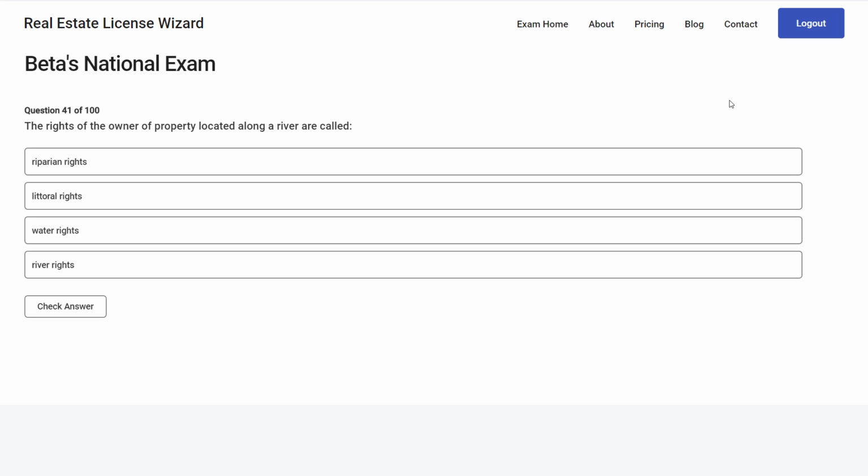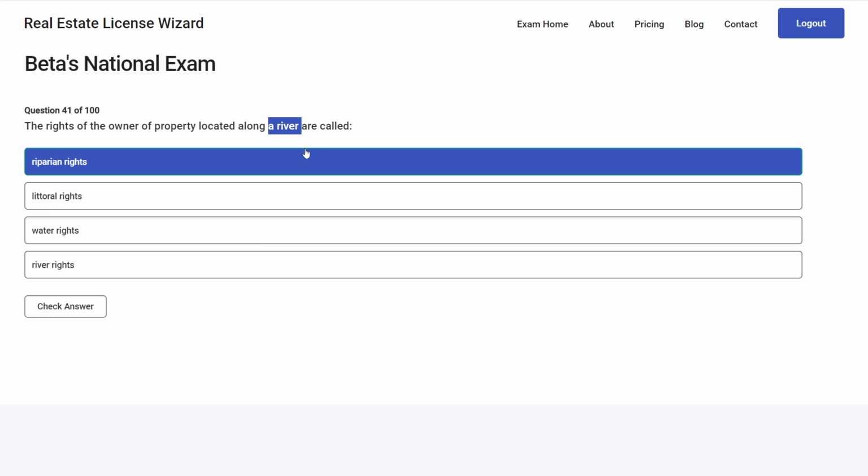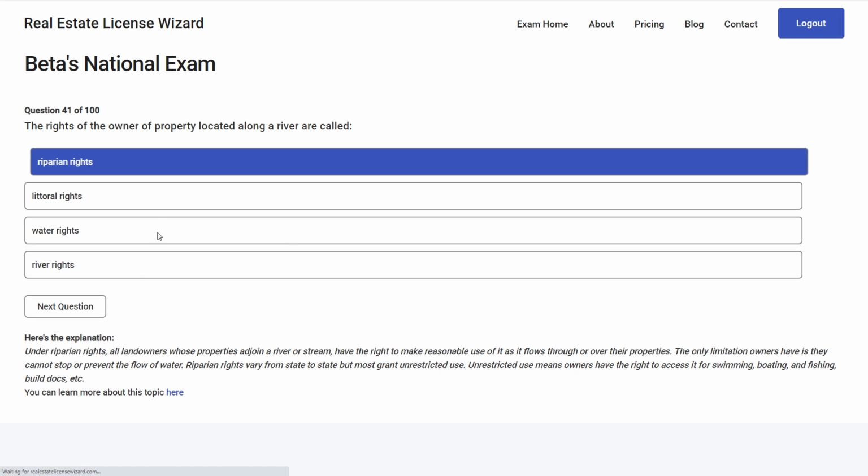All right, so you might want to say river rights here because you're like, oh, a river, river rights. But no, it's not like that. If you guys don't know already, riparian rights mean river, littoral rights mean lake. So that's a good way of memorizing them. Under riparian rights, all landowners whose properties adjoin a river or a stream have the right to make reasonable use of it as it flows through or over their properties. The only limitation owners have is they cannot stop or prevent the flow of the water. Now, riparian rights do vary from state to state, but most do grant unrestricted use. And unrestricted use just means owners have the right to access it for swimming, boating, fishing, building docks, etc. But yes, riparian rights is the rights of the owner of property located along a river.